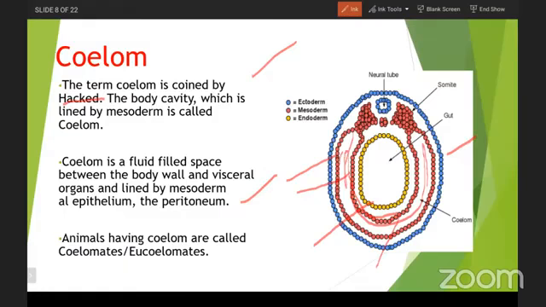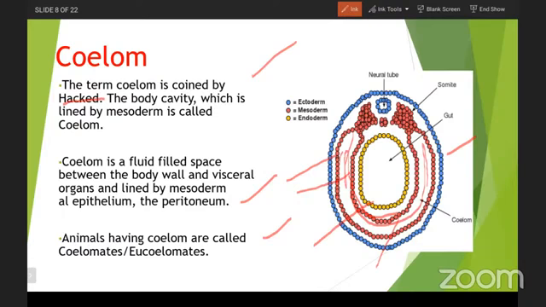Animals having coelom are called coelomates or eucoelomates. So usually the animals which are having the coelom are called coelomates. So this is about the coelom. The term coelom is coined by scientist Haeckel. The body cavity which is lined by mesoderm is called coelom.